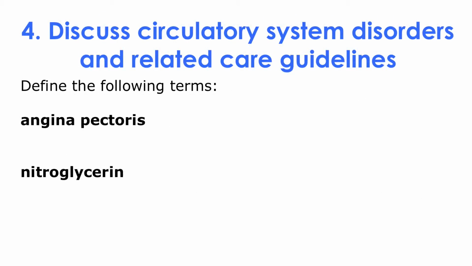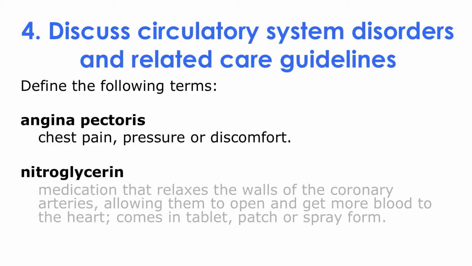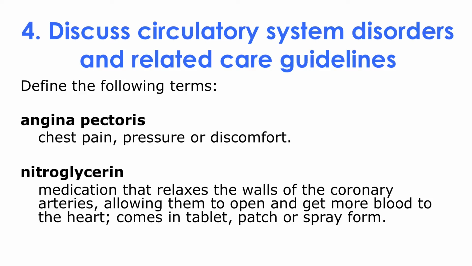So moving on, we talked about these two earlier on. Angina pectoris, also known as chest pain or pressure or discomfort, sometimes can get mixed up with indigestion, okay? Now, nitroglycerin, on the other hand, is a medication that relaxes the wall of the coronary arteries, allowing your arteries and blood vessels to open up more, which increases the flow. So when you are given nitroglycerin as sublingual tablets, your blood vessels will dilate, and now you have oxygen flowing through. Other than tablets, it also comes as a patch, and nowadays a spray as well.